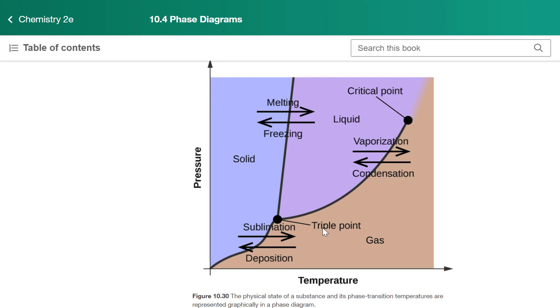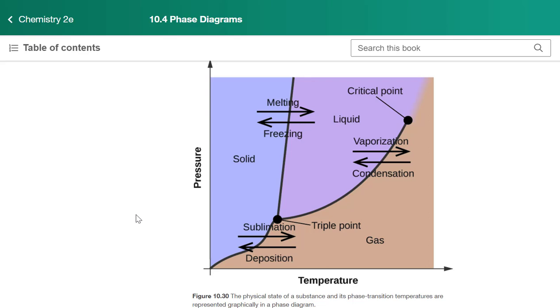called the triple point. With pressures above the triple point, we go from solid to liquid before we go from liquid to gas. Whereas when we have pressures that are below the triple point, we would go from solid to gas without going first to the liquid phase. So there is a pressure for any substance below which sublimation will occur.